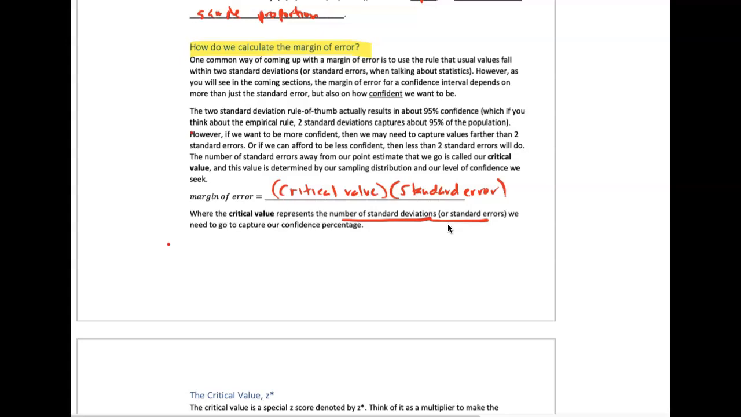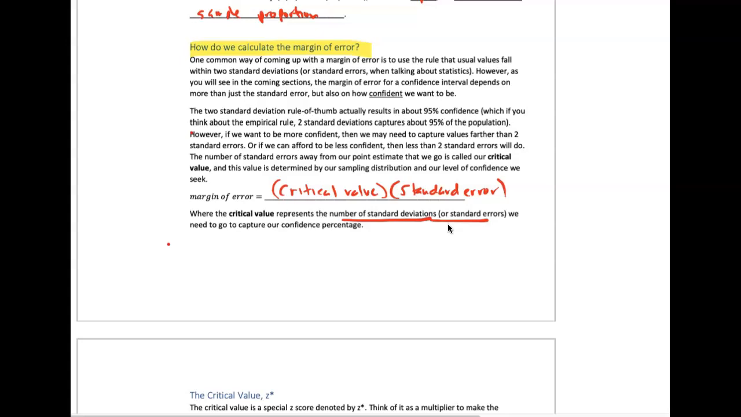That's going to be, again, based on our level of confidence. Now, if we want to be more confident with our estimate, then we need a wider margin of error. We need an interval that's wider. If we're less confident, then actually we'll have a smaller margin of error. So sometimes it can be confusing.